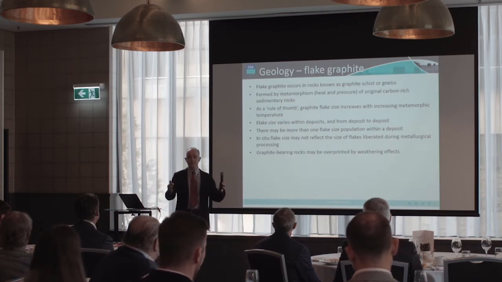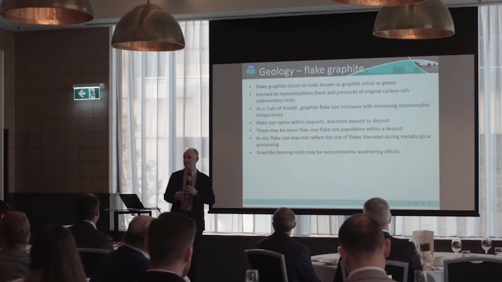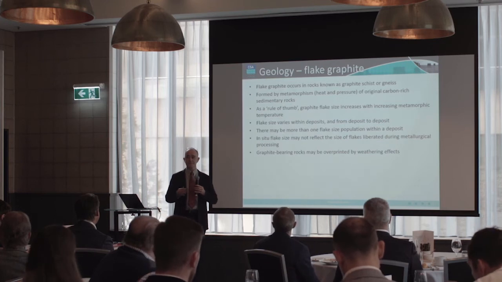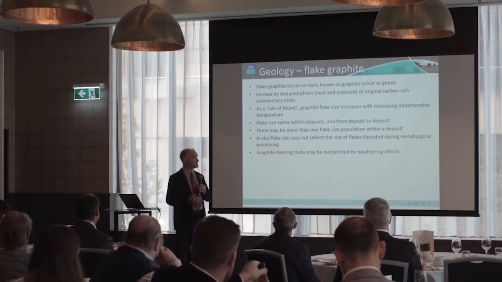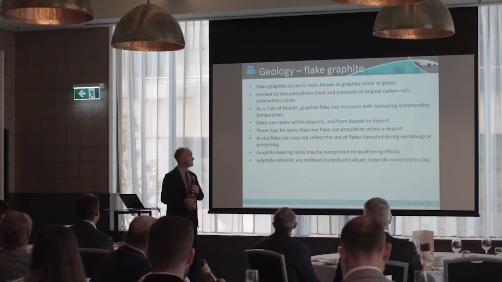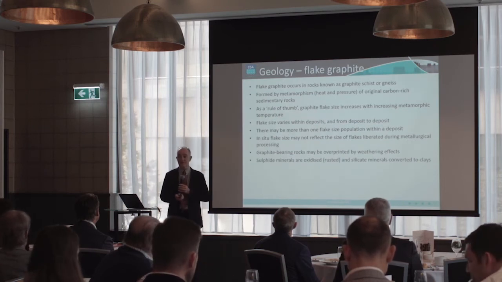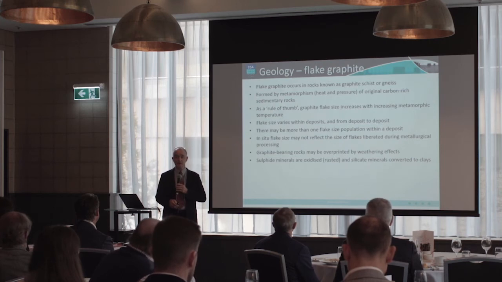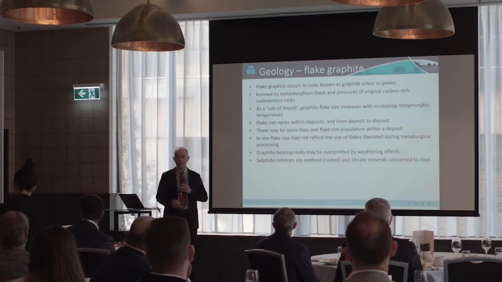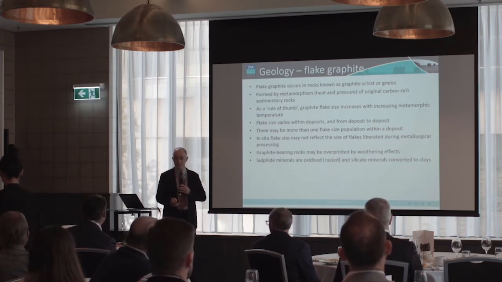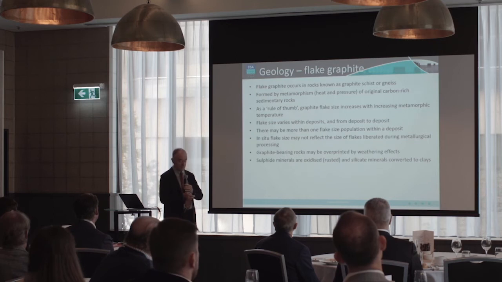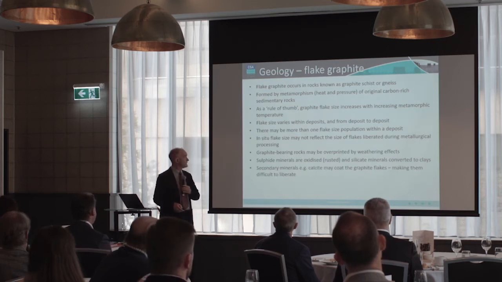And then on top of all the variables with the heat and pressure and temperature, there's the weathering of the deposits, so they get weathered by rain, sun, the rest of it. Sulfide minerals like iron FeS2, iron pyrite, fool's gold, become rusted or oxidized, so that affects the deposit. And silicate minerals like feldspar turn into clay, which also have an impact. We'll have a look at some photos later.